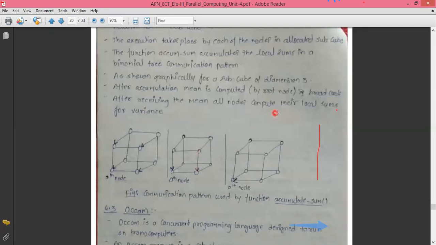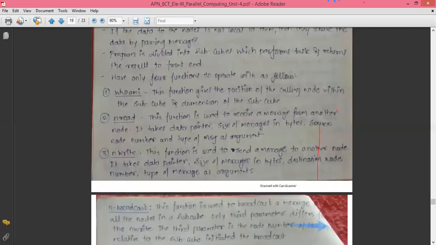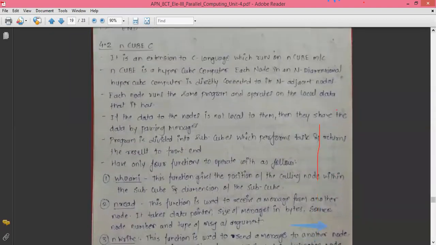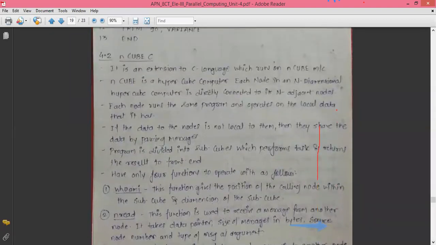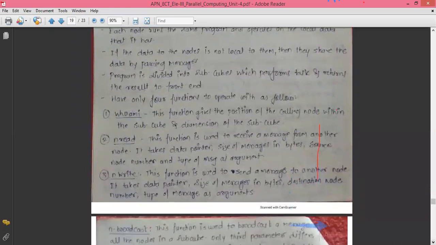These are the basics. Whatever discussion we have already carried out on these three programming languages, that is MPI, Fortran 90, and the NCUBE parallel programming language, is done. Because unit 4 is totally all about parallel programming languages.